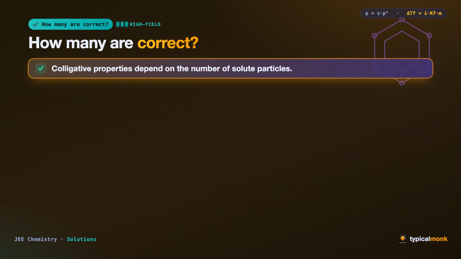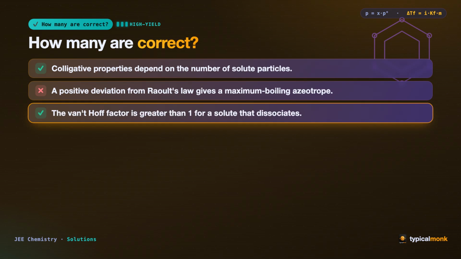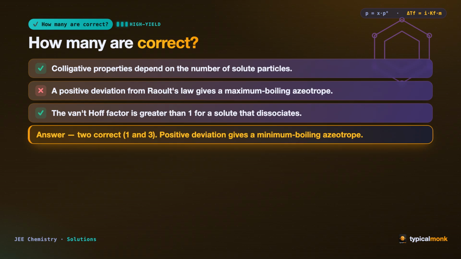Now, how many of these 3 statements are correct? 1. Colligative properties depend on the number of solute particles. That is correct. It is the definition. 2. A positive deviation from Raoult's law gives a maximum boiling azeotrope. That is wrong. A positive deviation gives a minimum boiling azeotrope. 3. The Van't Hoff factor is greater than 1 for all solutes that dissociate. That is correct. More particles means i above 1. So the answer, 2 are correct. Statements 1 and 3. The trap is statement 2. A positive deviation gives the minimum boiling azeotrope.